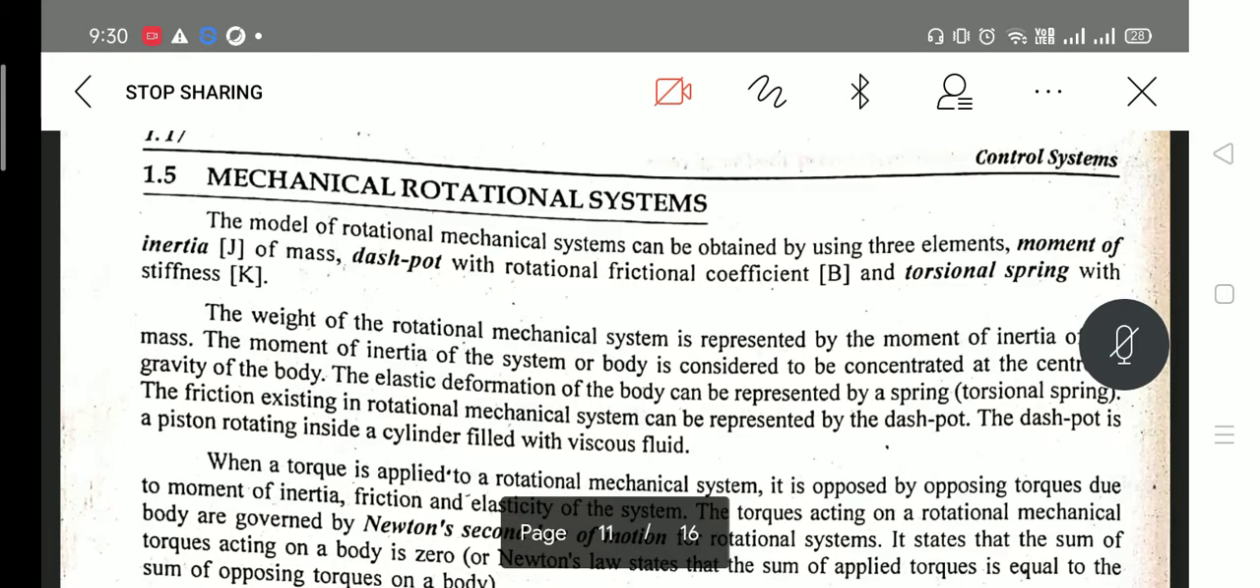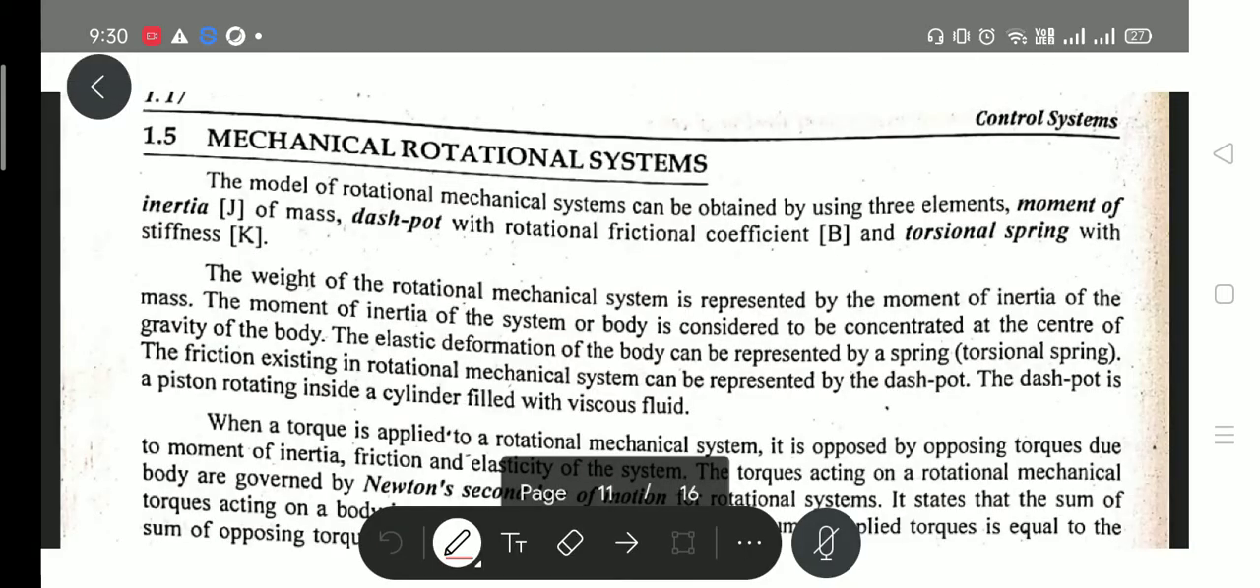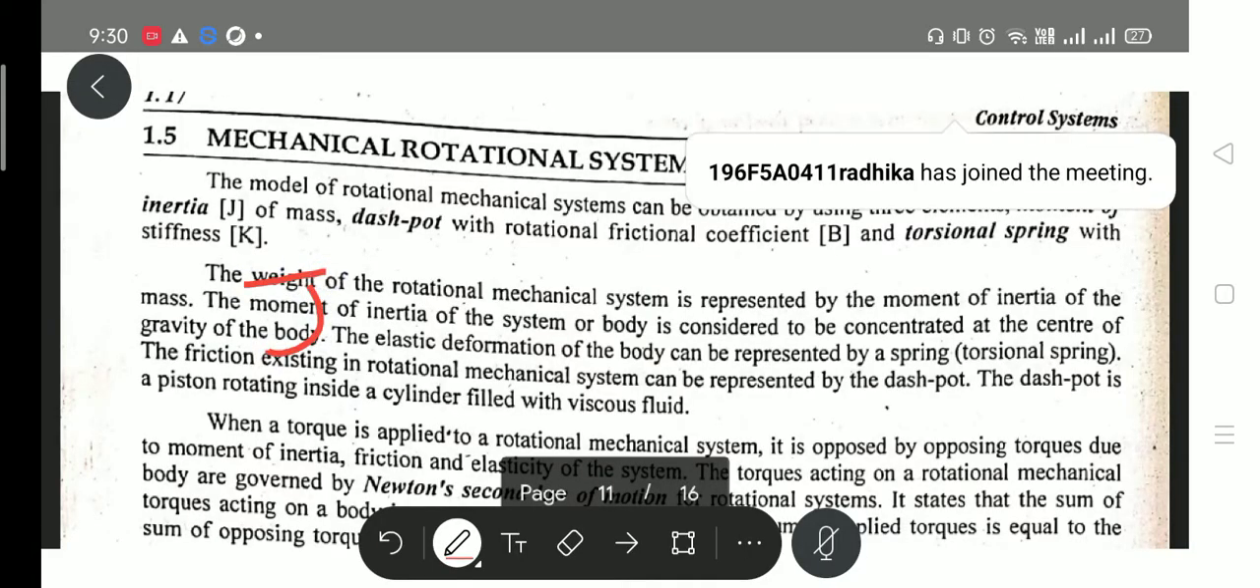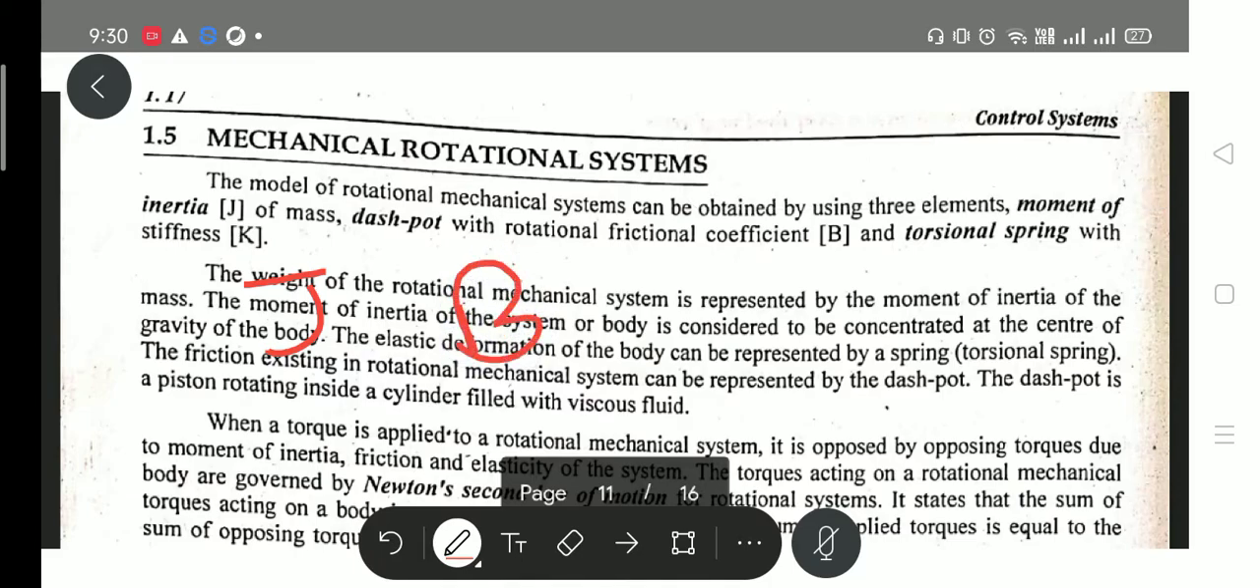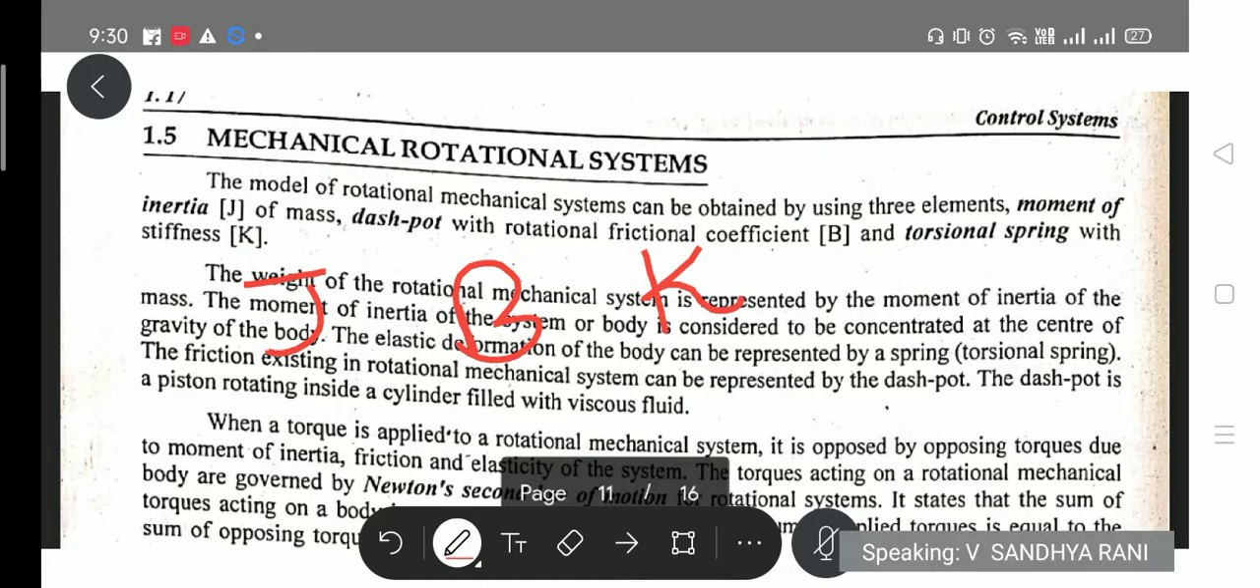Good morning, all of you. Today we discuss mechanical rotational systems. In the last class, the session was cut short, so once again I am repeating mechanical rotational systems. In this system we also have three elements: moment of inertia, dashpot and spring. The moment of inertia is denoted with capital J, dashpot with capital B, and spring with capital K. The definitions are the same as in the translation system.